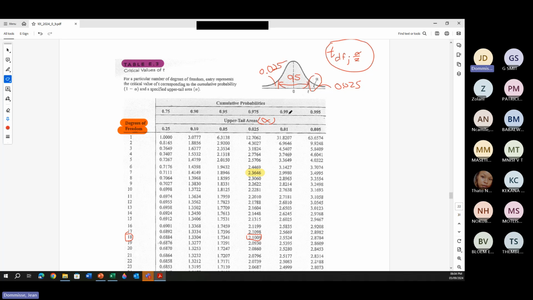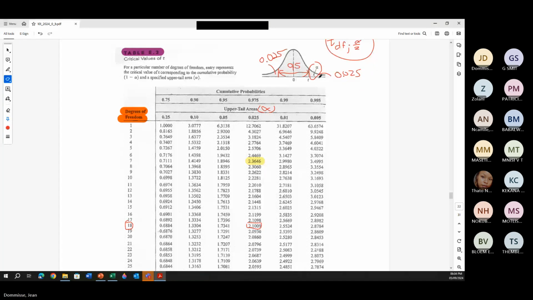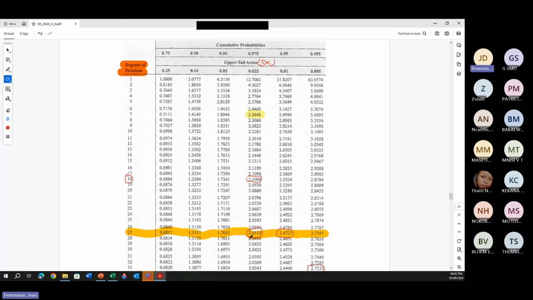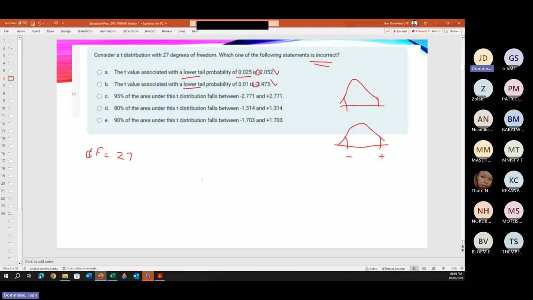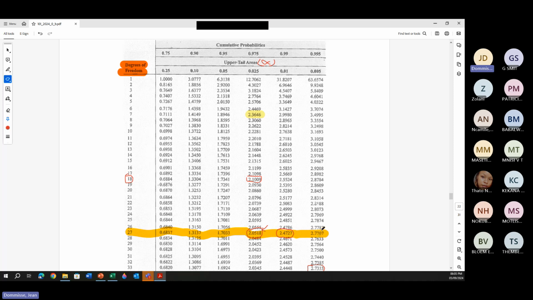So let's look at the degrees of freedom of the 27. We look at 0,025. Okay, so again, it is that one. 2,052. That one is incorrect. So you can see they referenced the 0.05. Okay, that's also interesting.